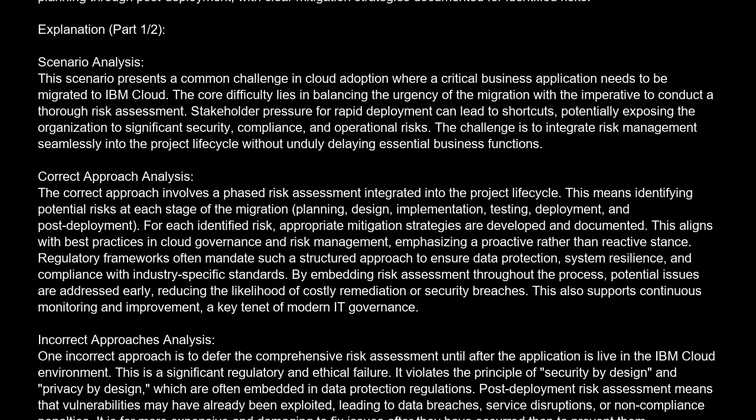Incorrect approaches analysis. One incorrect approach is to defer the comprehensive risk assessment until after the application is live in the IBM cloud environment. This is a significant regulatory and ethical failure. It violates the principle of security by design and privacy by design, which are often embedded in data protection regulations. Post-deployment risk assessment means that vulnerabilities may have already been exploited, leading to data breaches, service disruptions, or non-compliance penalties. It is far more expensive and damaging to fix issues after they have occurred than to prevent them.